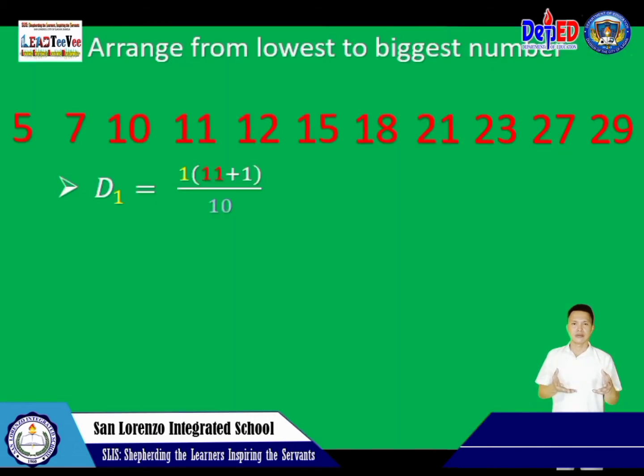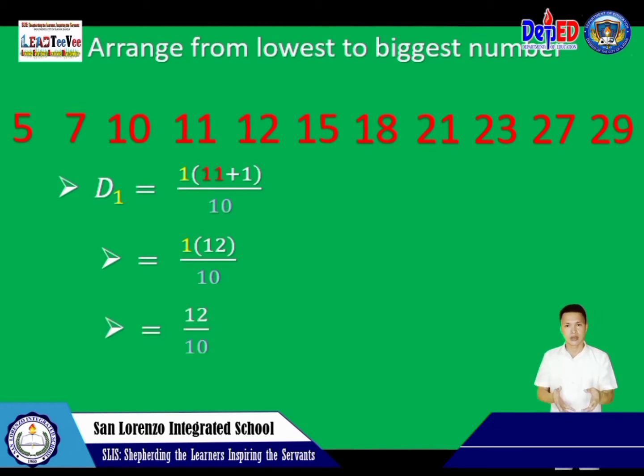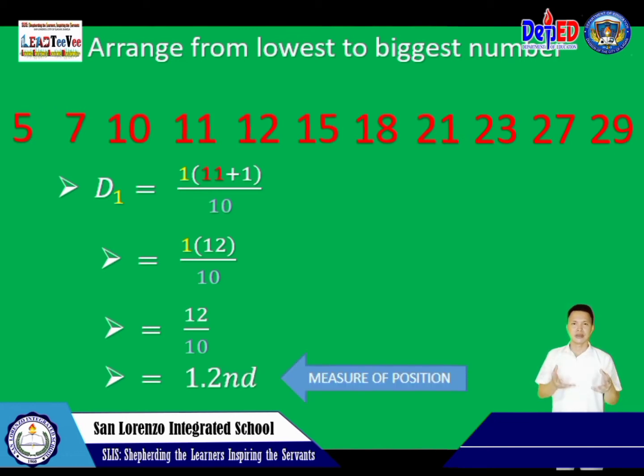So let's substitute: D sub 1 equals 1 times 11 plus 1 all over 10. Next, follow the order of operations. We're going to solve first inside the parentheses. 11 plus 1 is 12. Then copy the rest. Of course, multiply first before you divide. 12 times 1 is 12, divided by 10 is 1.2.